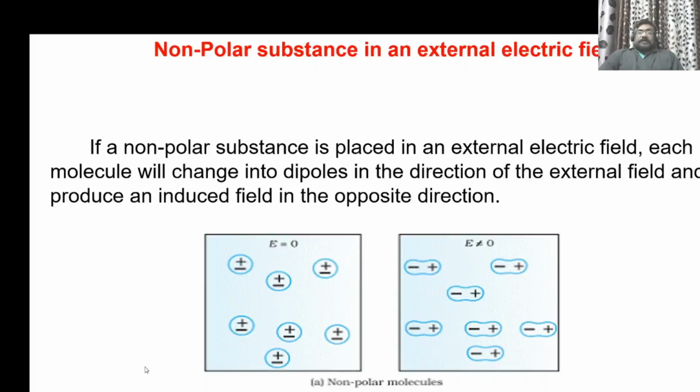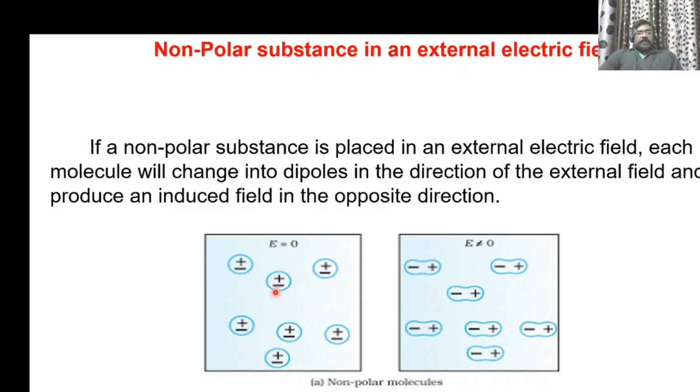If a non-polar substance is kept in an external electric field like this, you can observe these two figures. In the first figure, the external electric field is 0. But in the second figure, the external electric field is not 0. It is acting in this direction, from negative to positive x direction.